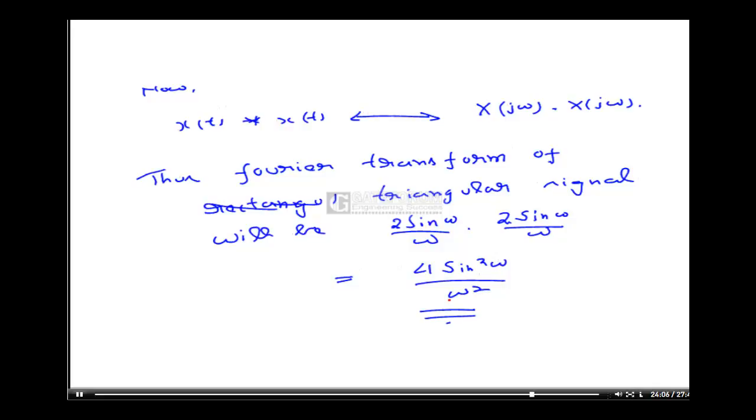So sometimes we have to be very careful while finding the Fourier transform of some things, because the Fourier transform can also be found by using the various properties. So one use of that property we have seen here.